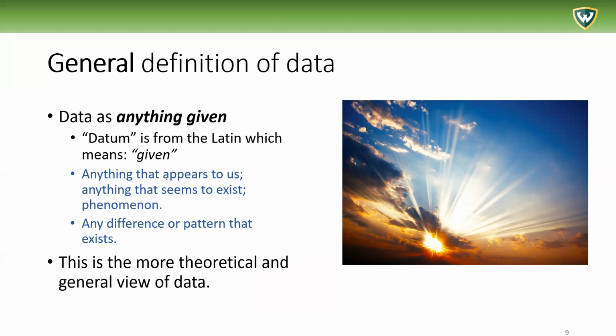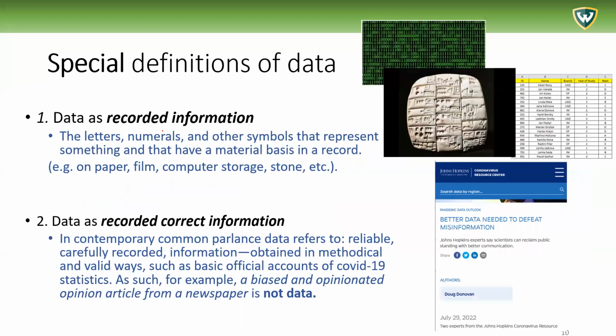So it can be anything that appears to us, anything that seems to exist, any phenomenon, what I have been calling something, any abstract or concrete something, any difference or pattern that exists. And this is the more theoretical and general view of data. When people use the term data in common parlance, in common speech, this is not what they mean by data. You see it in textbooks, but that's not how people usually talk about data.